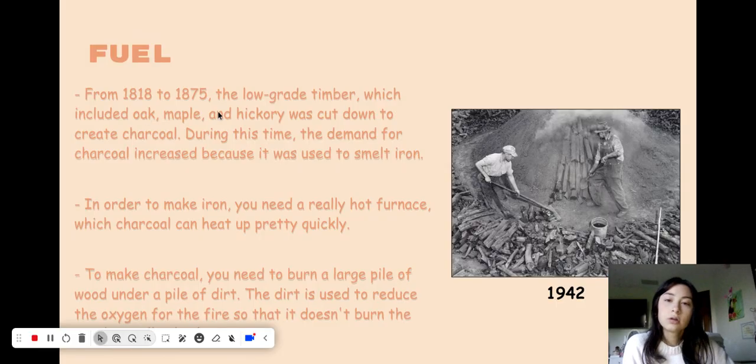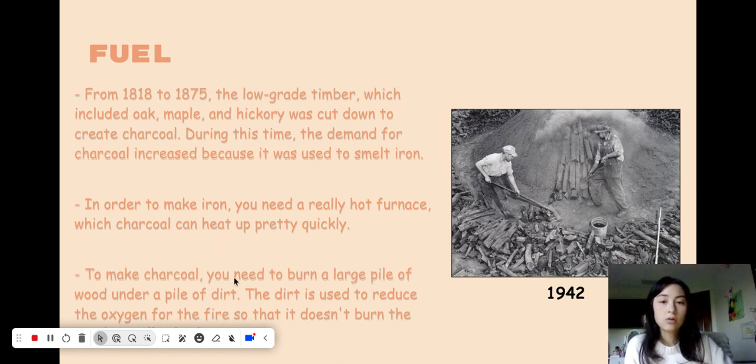And for fuel, from 1818 to 1875, the low-grade timber was cut down to create charcoal. Now, charcoal became really high demand during this time because it was used to smelt iron. And in order to make iron, you need a hot enough furnace. That's where the charcoal came into play. It heated up the furnace.